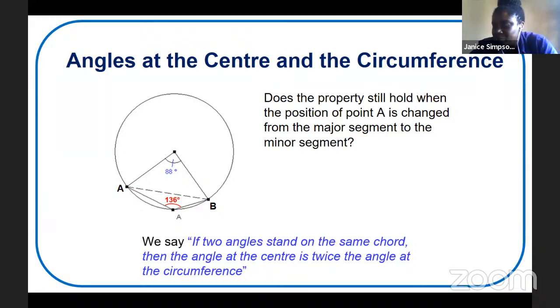Can we help them anymore? I think we should. All right. Davia is saying, all right. Congrats to Davia. And Shaniqua as well. Yes. So what we find is that it's the reflex angle on the outside of that 88 that is subtending the 136.